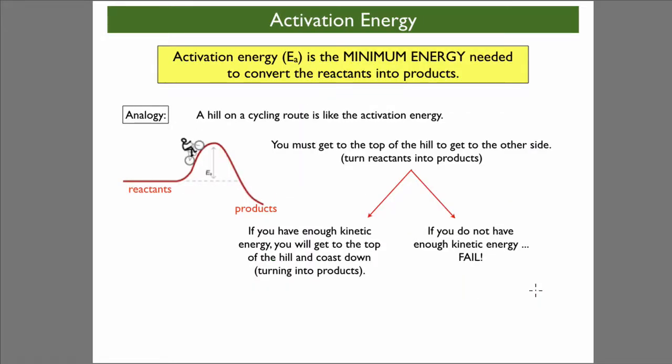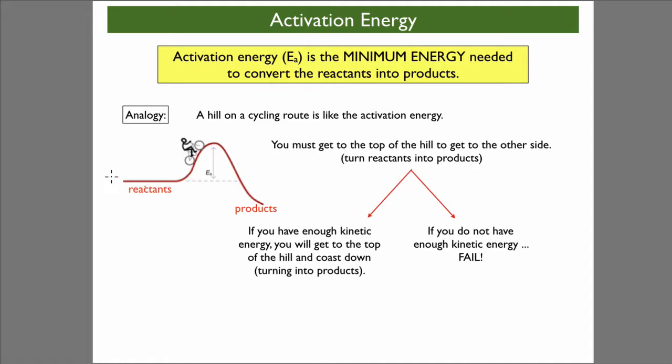So activation energy. This is the minimum energy needed to convert the reactants into products. A good analogy of this is a hill on a cycling route, which is just like activation energy. The cyclist comes along, and if he wants to get to his destination, which is down here, he first must build up enough kinetic energy to get up and over the hill before he can go down to his destination.